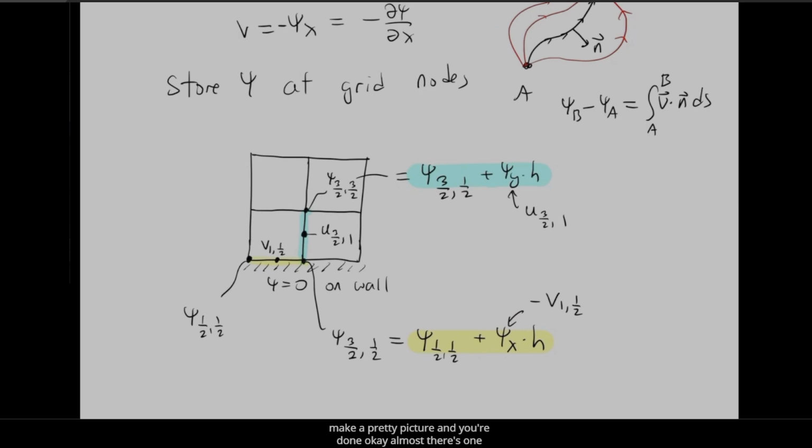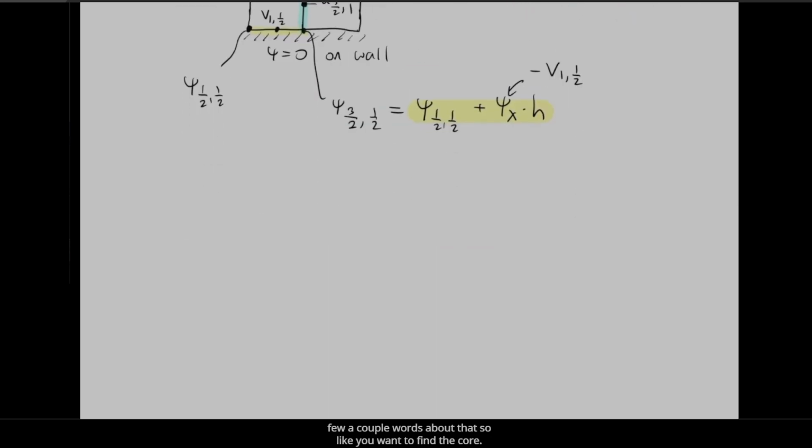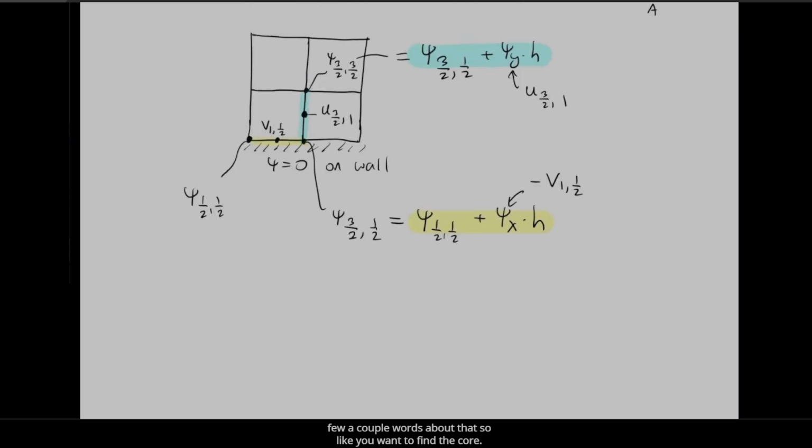Okay, almost. There's one more step, which is finding the maximum. So let me just say a couple words about that. You want to find the core, and the vortex core is the location where that vortex is spinning about, and so that's going to be a local maximum or local minimum of your stream function psi.